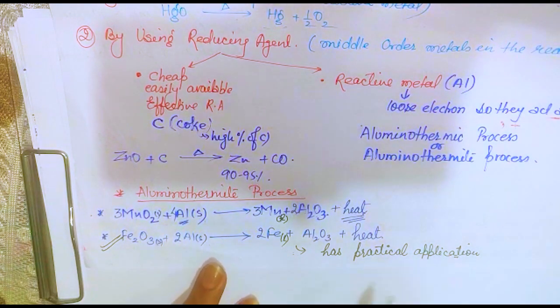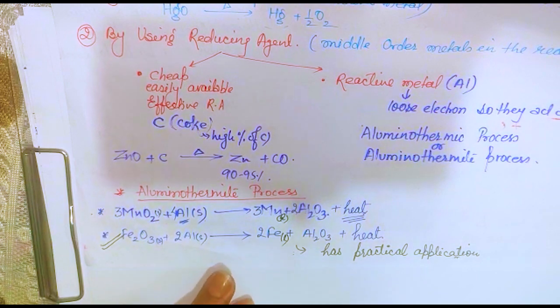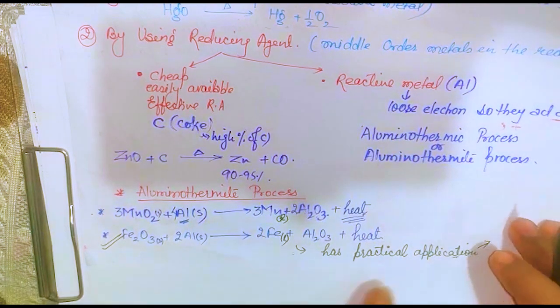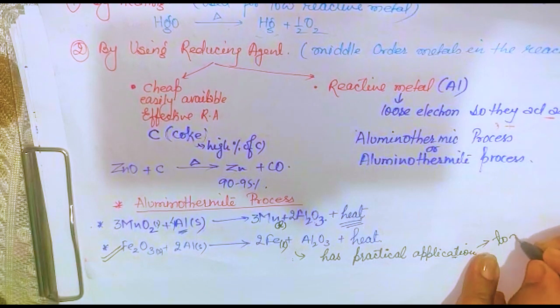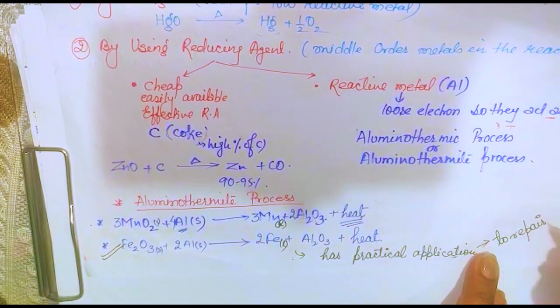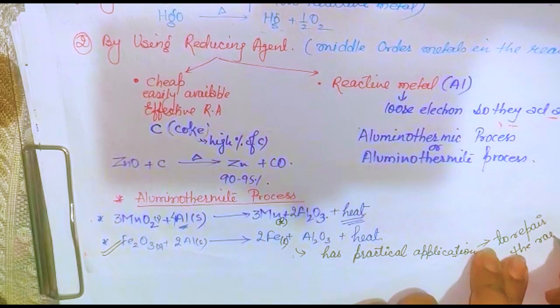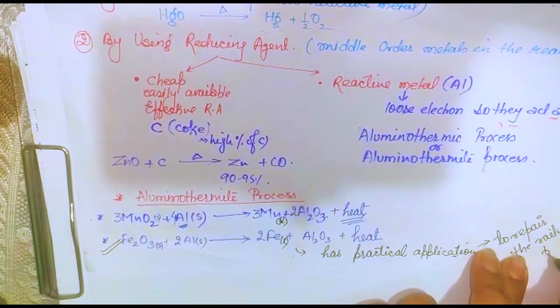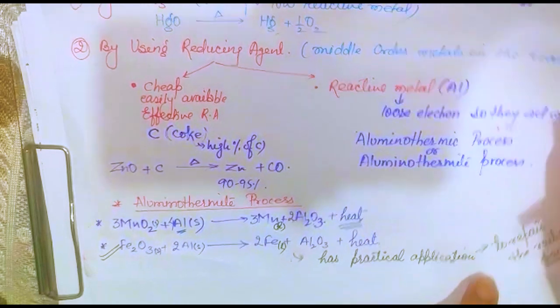And what is the practical application of this equation? This is used to repair the railway tracks. How is it done? Let me explain. Suppose in the railway track there is a crack. What are we supposed to do in that case? We need to replace it, isn't it? But by this aluminothermite process, the crack of the railway track can be easily repaired.